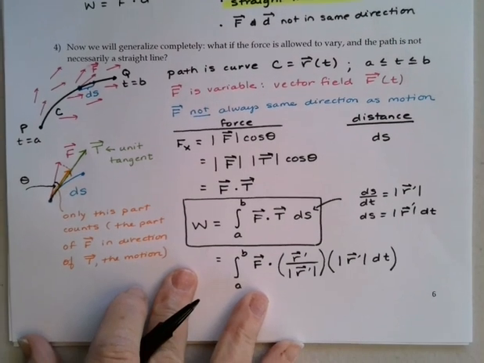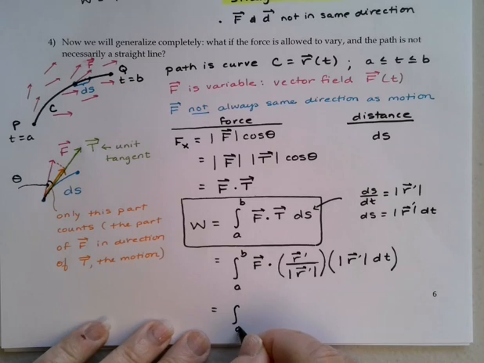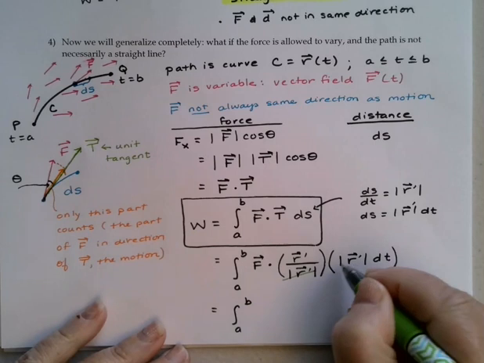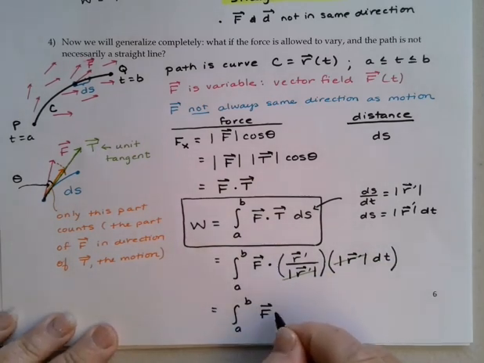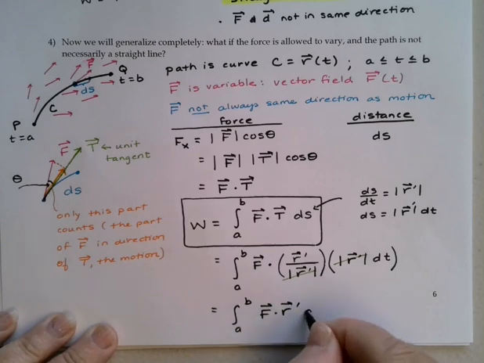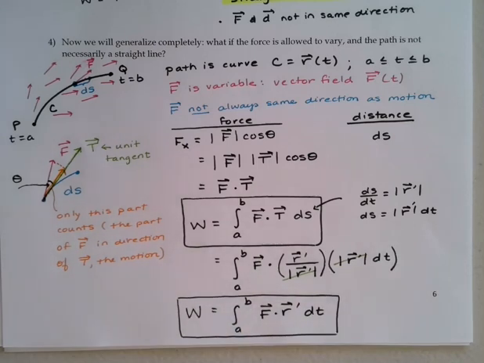So, really nice something happening here, right? The magnitude of r prime just cancels out. And I end up with just getting f dot r prime dt. And that is actually the most convenient form that we can work with when we want to find the work over a variable force over a curved path represented by r.